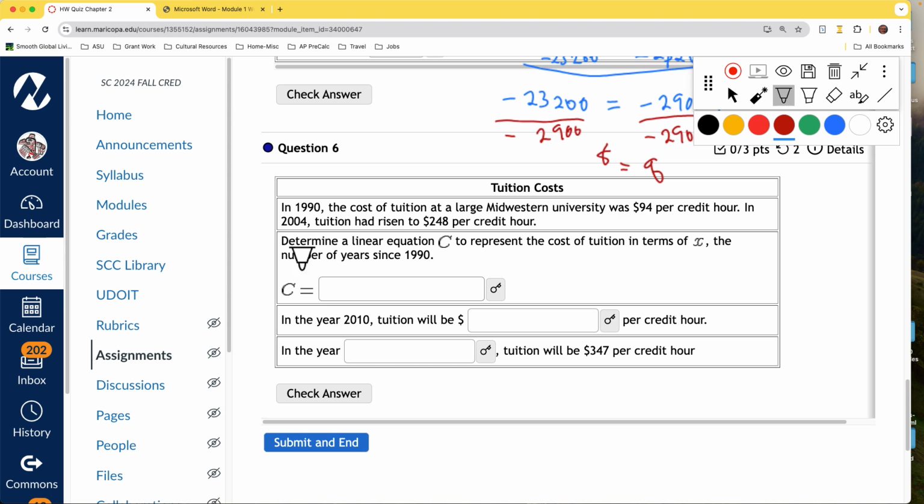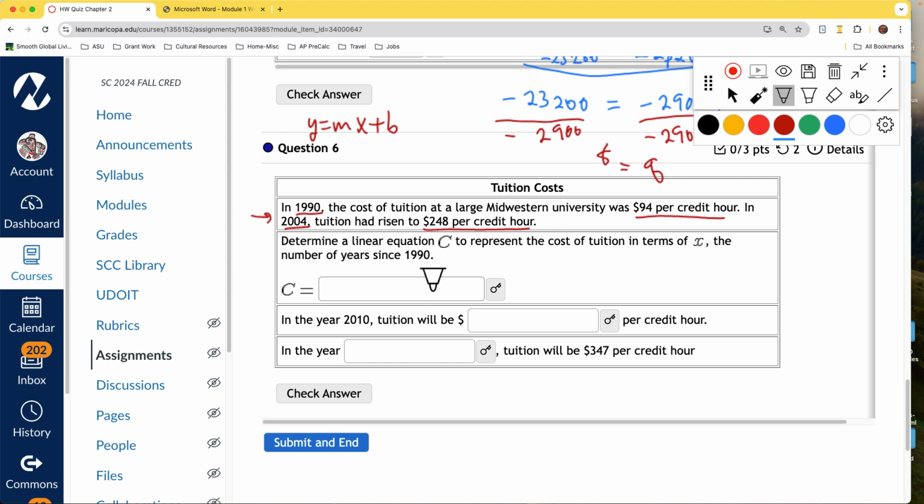And in this one, it's hard. Again, we're going to determine a linear equation. So I'd sort of look at the questions, C equals, and C could be Y equals. We're looking for a linear equation. And then we're going to answer some questions about that using that linear equation. The word problem says in 1990, the cost of tuition at a large Midwestern was $94 per credit hour. And then in 2004, the tuition had risen to $248 per credit hour.